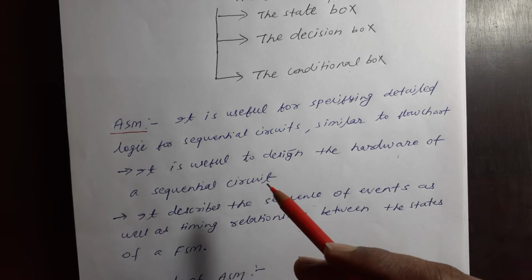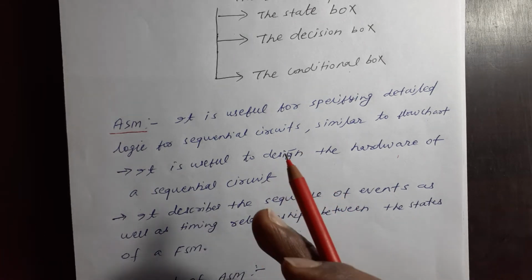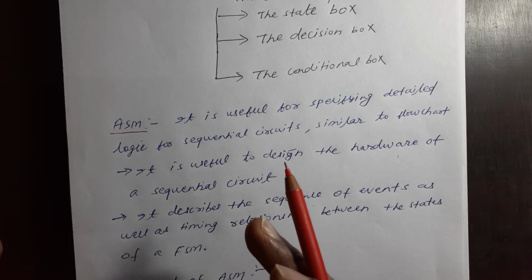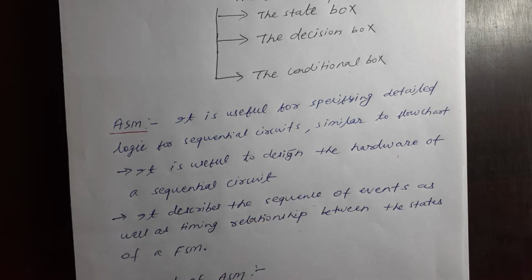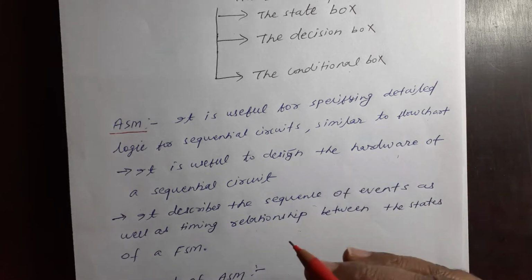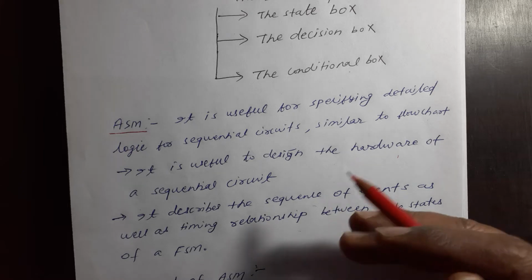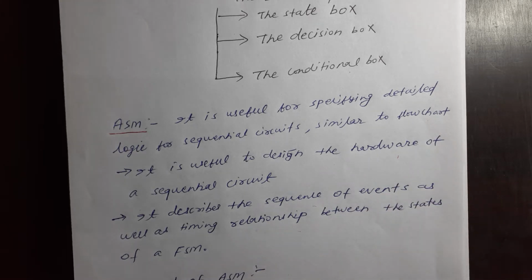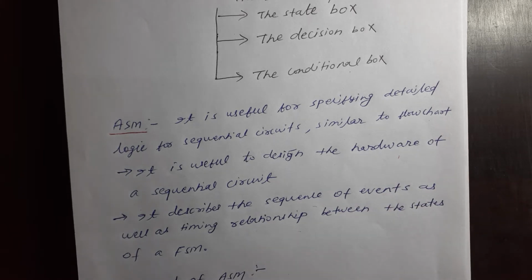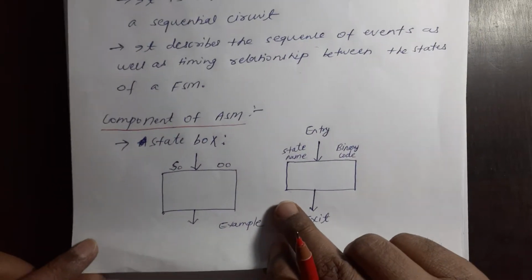So with the help of ASM, you can know whatever the state is at t equal to 0, and whatever would be the state at t plus 1. You can note the relationship at t equal to 0 and t plus 1. So this is about ASM. Next is the components of ASM.